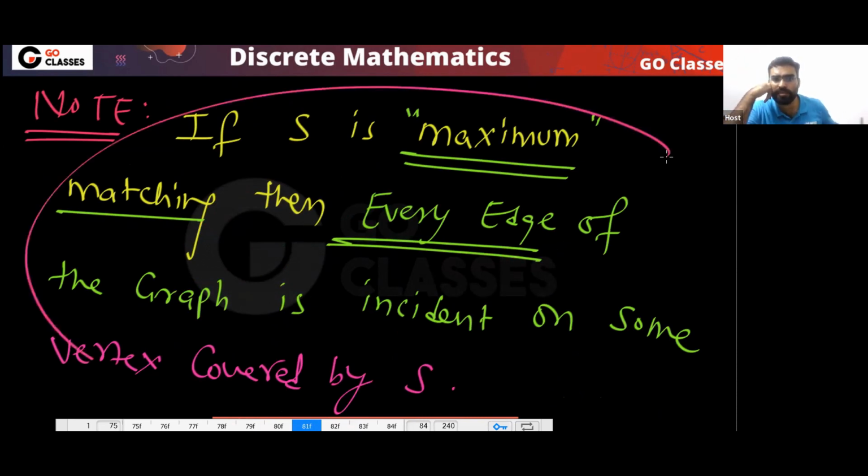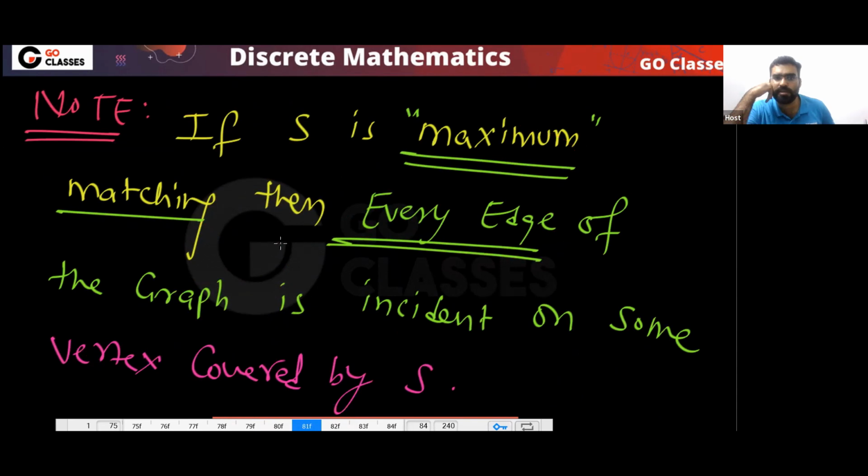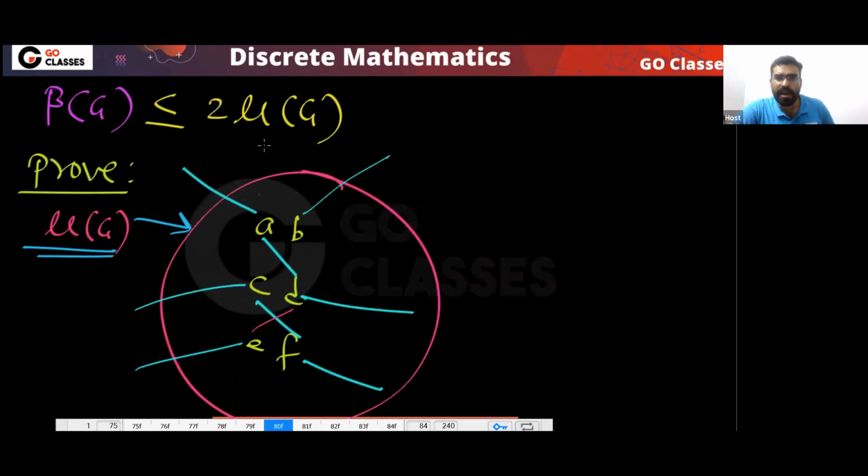For example, this question can come as a true false statement. There will be 4 options. One option will be like this. So take care. Is this clear to everyone? Is this statement clear? If S is a maximum matching, then every edge of the graph is incident on some vertex covered by S. So finally, if this is the situation, it means these vertices are covering all the edges. Can I say that?